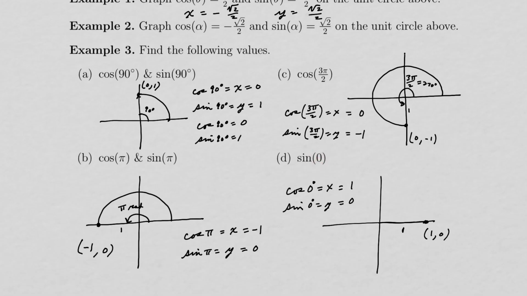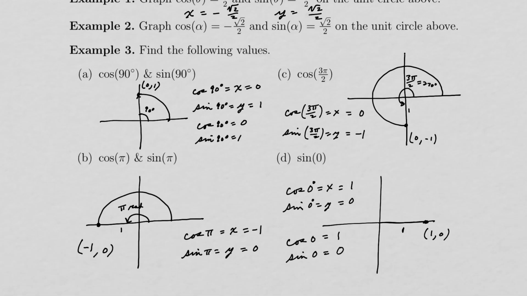And by the way, if I'm being careful, because there's no degree symbol here, this is also true for radians, right? So cosine of 0 radians is also 1. Sine of 0 radians is also 0. Since there's no degree symbol, it's implied it's radians, but this is also true, because 0 degrees is the same as 0 radians. So cosine of 0 is 1, sine of 0 is 0.